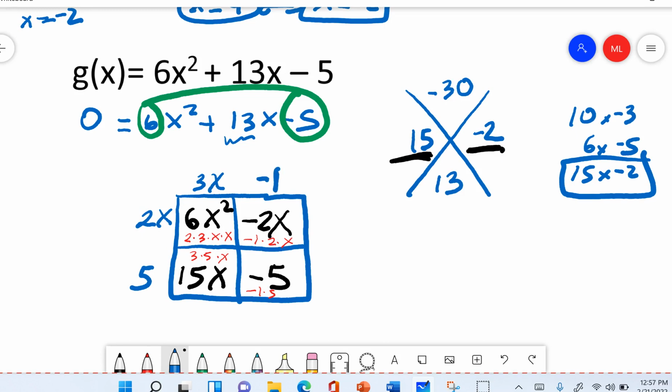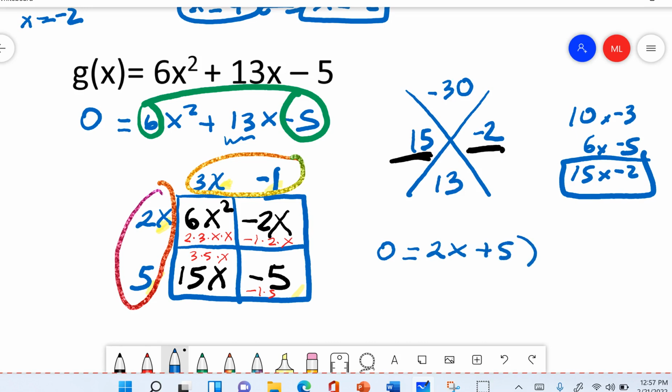And I verify. I am going to multiply 2x times 3x, 6x squared. 2x times negative 1, negative 2x. 5 times 3x, 15x. 5 times negative 1, negative 5. I did it correctly. So what are the factors? The outside of this box. So g of x can be factored. So we have 0 equals, I make it equal to 0, 2x plus 5 times 3x minus 1. I need the solutions.